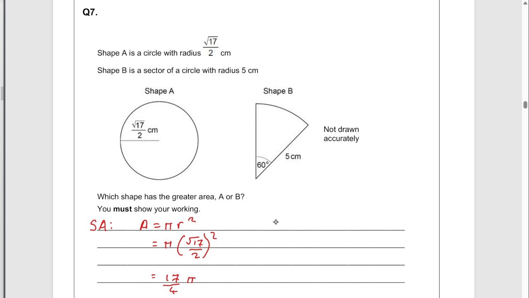Now I'm going to move on to shape B. For shape B, I'm looking at the size of the angle out of 360 times pi r squared. So in this case, 60 divided by 360 would be 1/6 times pi times 5 squared. So that's going to give me 25 over 6 pi.